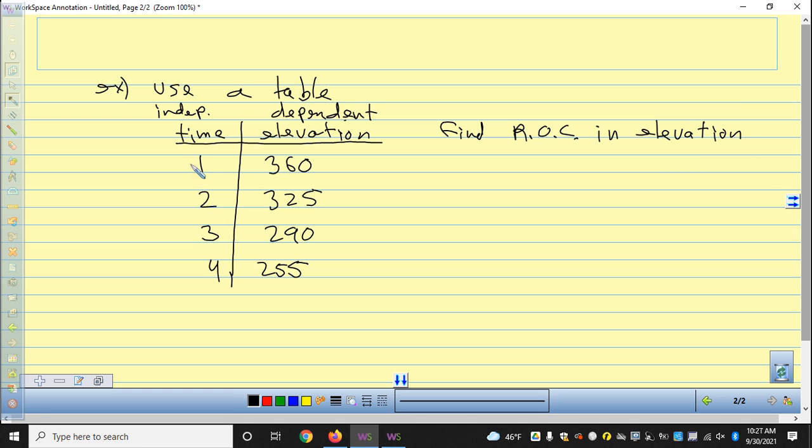Well, let's see how this is changing. This is going up by 1. That's going up by 1. Up by 1. What's happening here? It's going down by 35. Minus 35. Minus 35. Well, the y over the x, the dependent over the independent, the rate of change is negative 35 over 1.